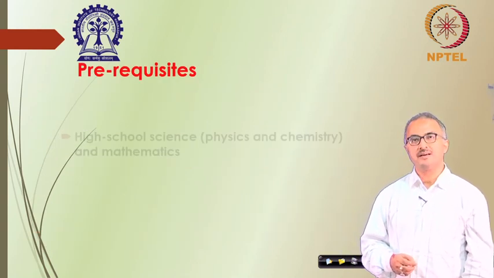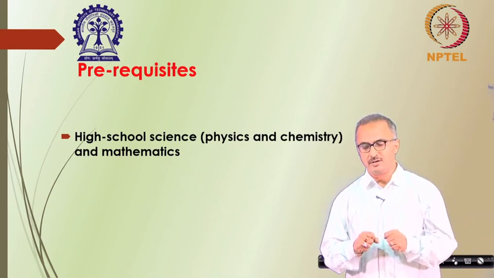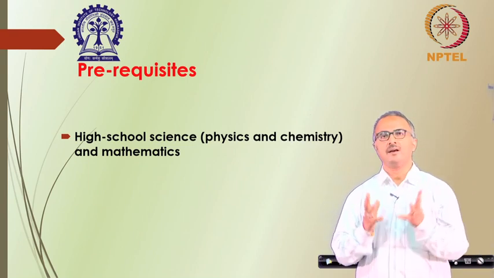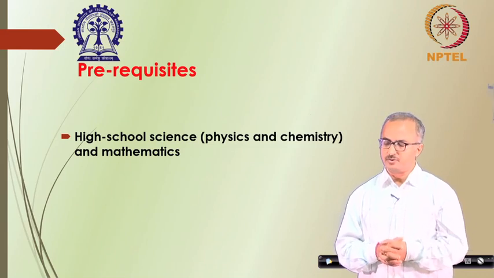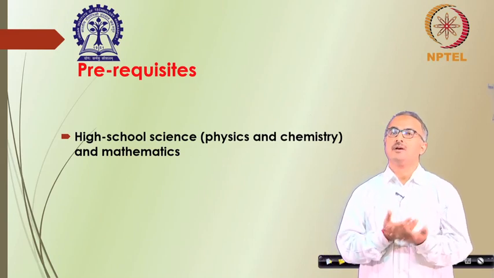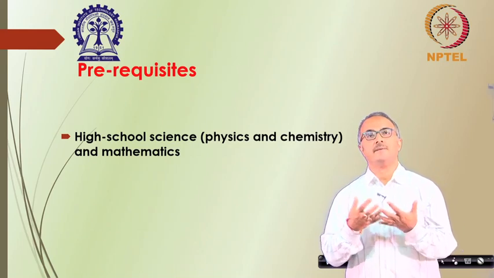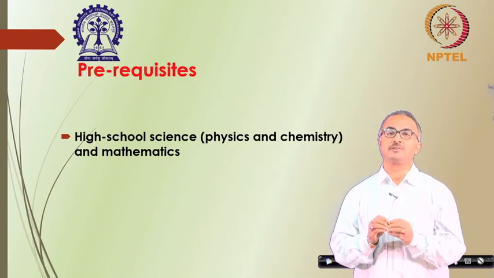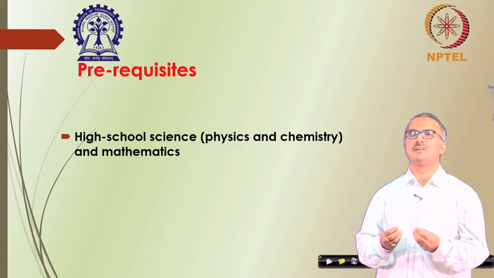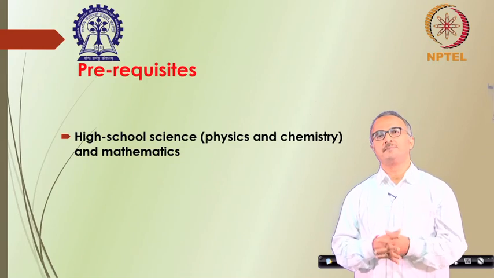Now, what are the prerequisites? The prerequisite is very simple: we need to have a good grip on our high school level science, that is basically physics and chemistry, and with that we can go about learning this particular course. Because in physics and chemistry we learn about Newton's first law, second law, third law, and also about mass conservation, some basics of thermodynamics like the zeroth law, first law, etc. And in chemistry, we learn some basic knowledge about reactions. So all these things will help us to learn this particular course.